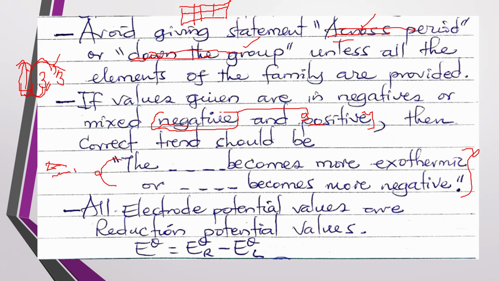So negative and positive values given in the table show evolution or absorption of energy, which I'm talking about here, exothermic or endothermic.